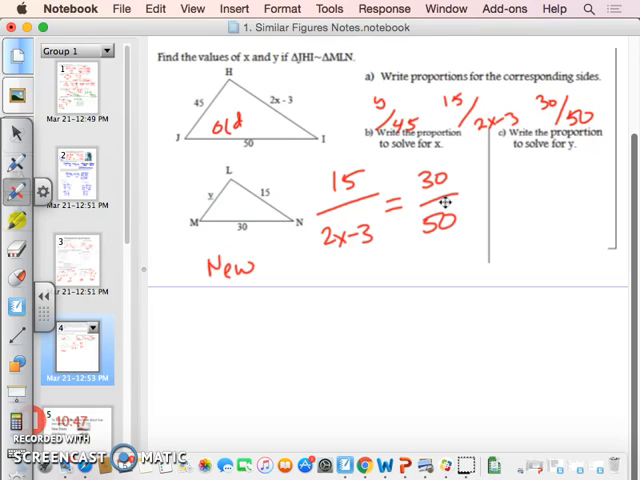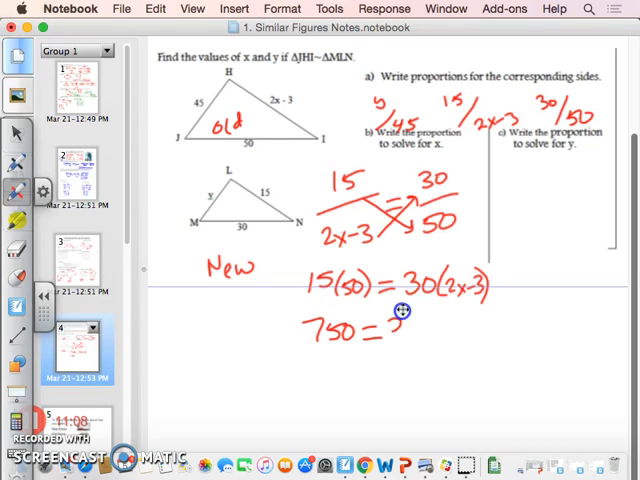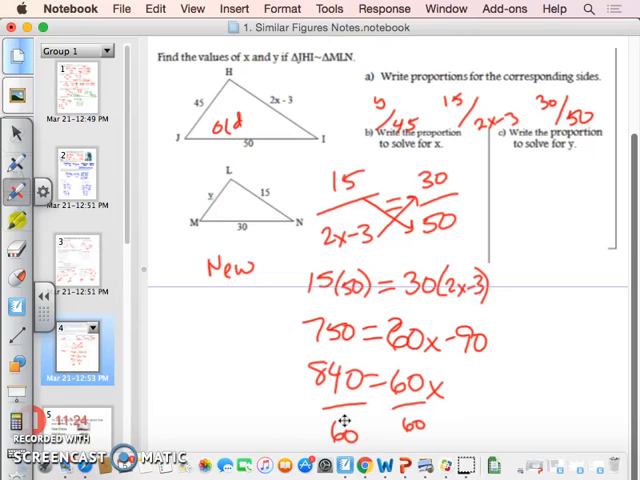And last class you learned how to solve a proportion. So you would just simply cross multiply, find your cross products. So this would be 15 times 50, and set that equal to 30 times 2x minus 3. And so what do I have here? I have 750 equals 60x minus 90. I'm going to add 90 to the other side, and that gives me 840 equal to 60x. Divided by 60, and I get x equal to 14.